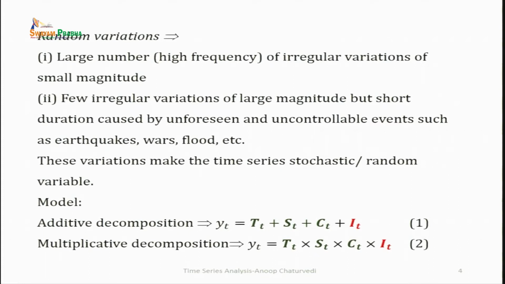And then traditionally there are two models which have been considered to decompose the time series. We write the time series y_t either as the sum of four components. So, y_t is equal to T_t plus S_t plus C_t plus I_t. This kind of decomposition is called additive decomposition. The second decomposition, which is called the multiplicative decomposition, writes the time series y_t as the multiplication of these four components. So, y_t is equal to T_t into S_t into C_t into I_t.